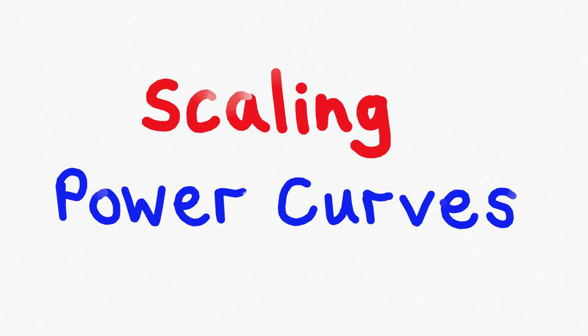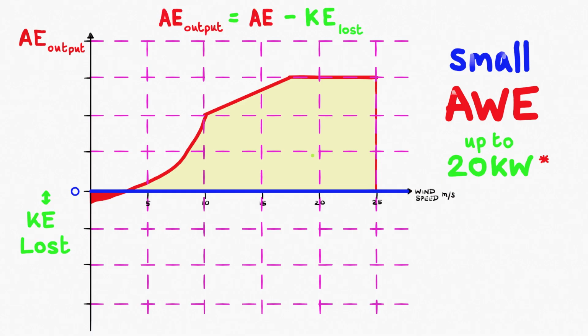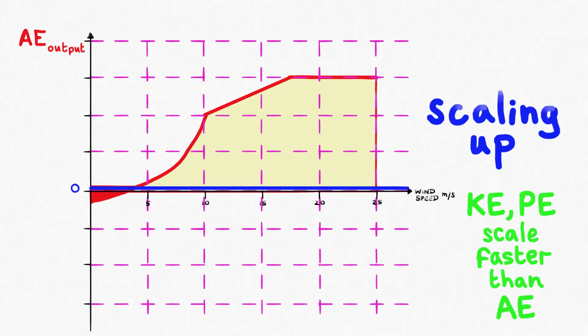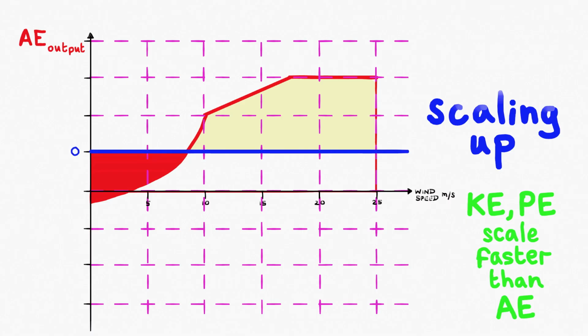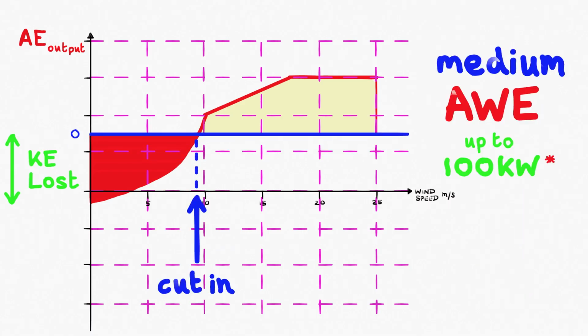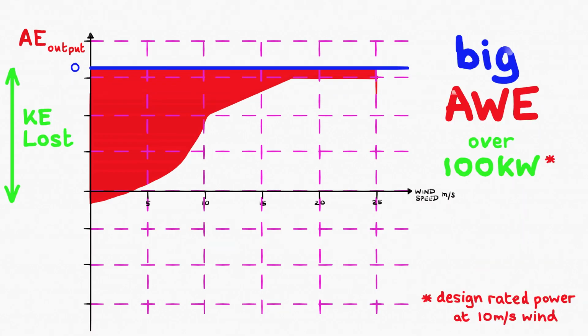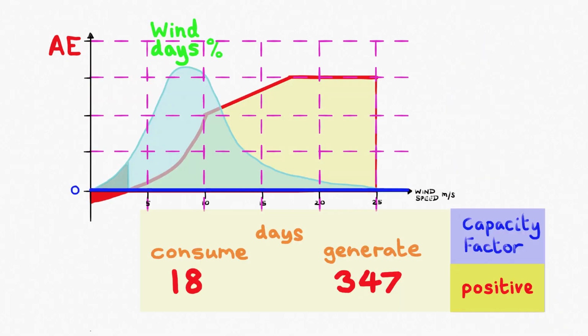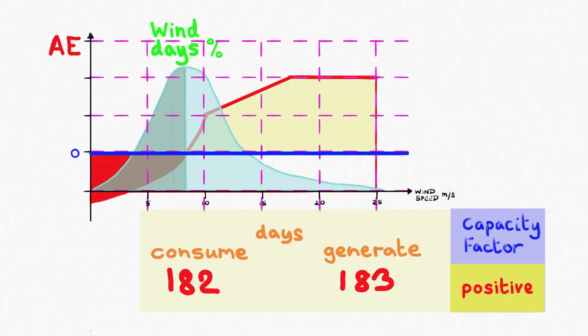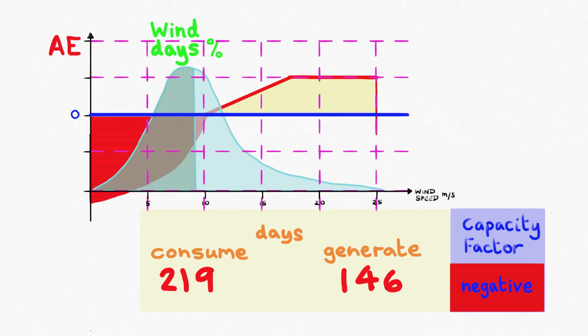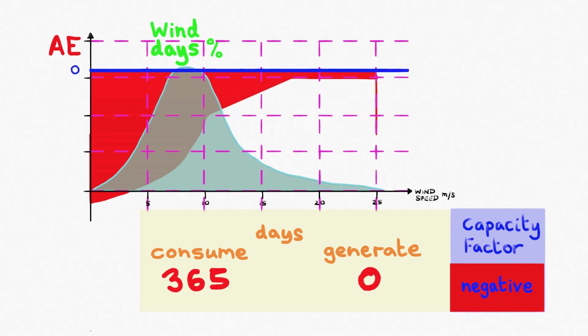Airborne wind energy scale-up has a dramatic effect on the power curve. More and more of the aerodynamic energy is used to pay back the increasing kinetic energy lost, and not to generate power to the grid. The number of days of the year that consume power gradually increase until reaching a negative capacity factor. At this point, the airborne wind energy system stops being a power generator and becomes a power consumer.